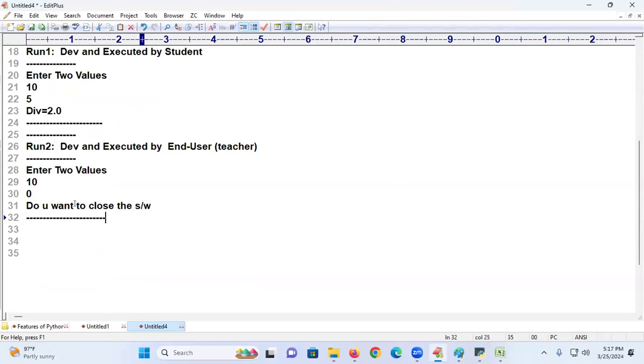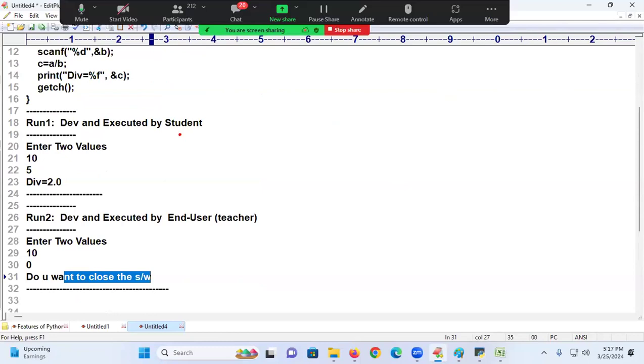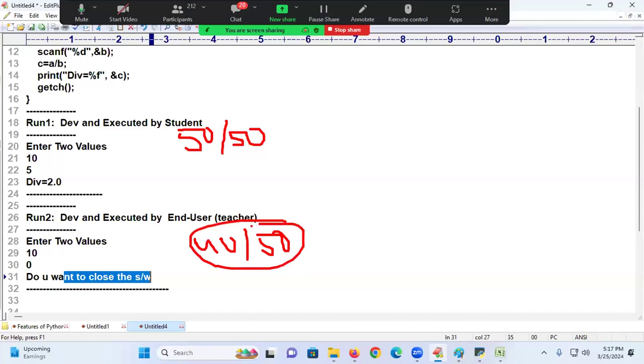Then immediately I will ask a question. I'm an end user, I'm a teacher. Why should I close my software? Why? Then you expected 50 out of 50 here. Now here 10 marks cut. 40 by 50. Because you did not convince me.